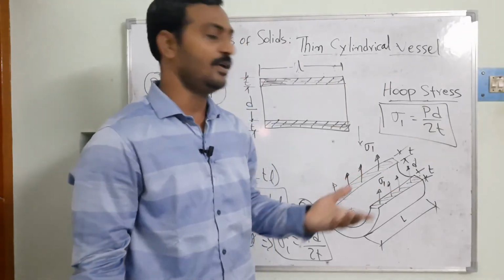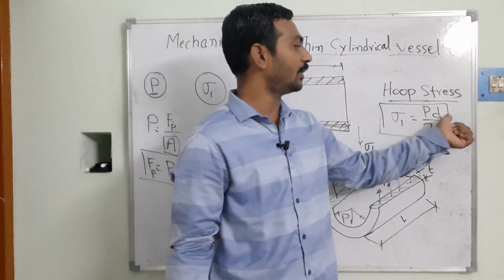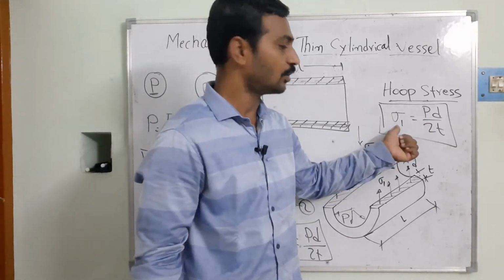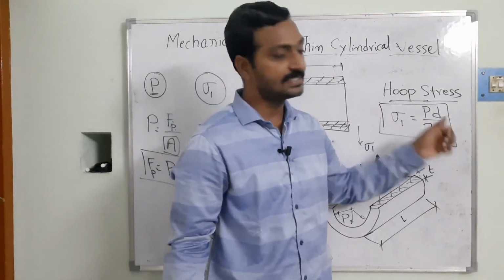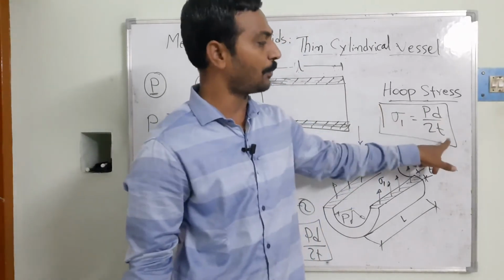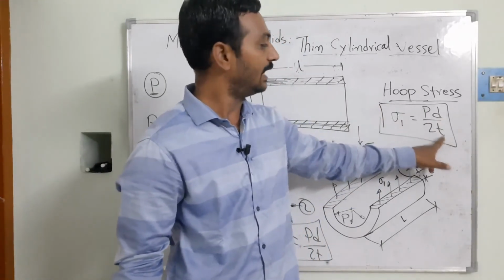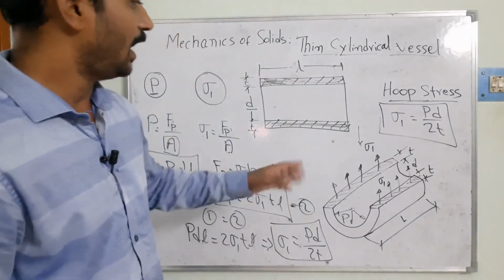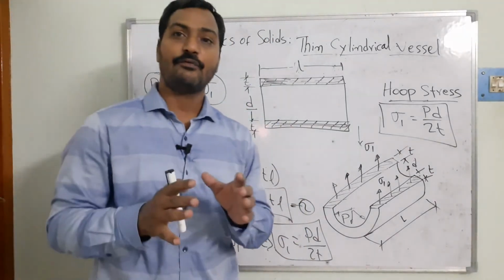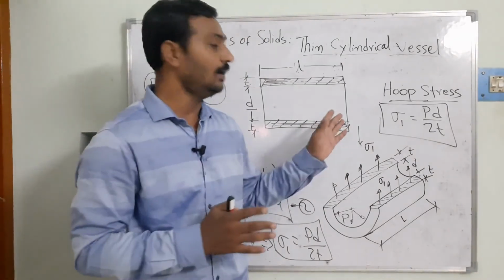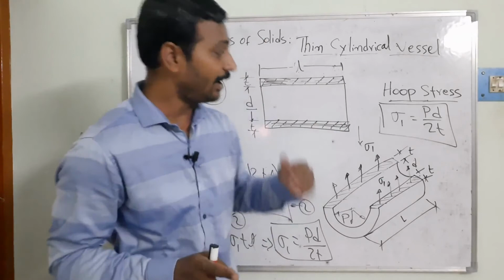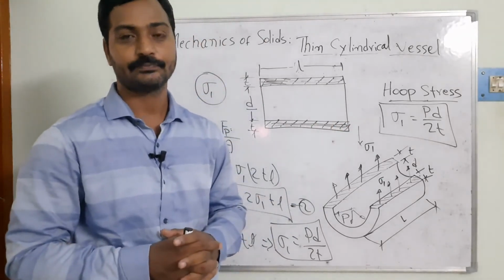Then failure automatically occurs. When the diameter increases, the circumferential stress or hoop stress increases directly proportionally. And when the thickness increases, it is inversely proportional to the circumferential stress, so sigma 1 starts reducing. So this is the way we calculate the circumferential stress or hoop stress of thin cylindrical vessels when subjected to internal pressure, and the design also goes like this.